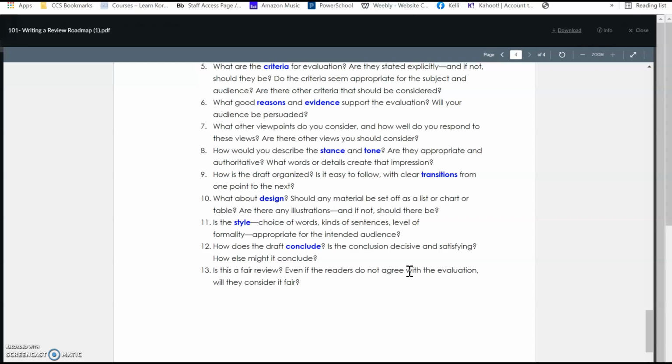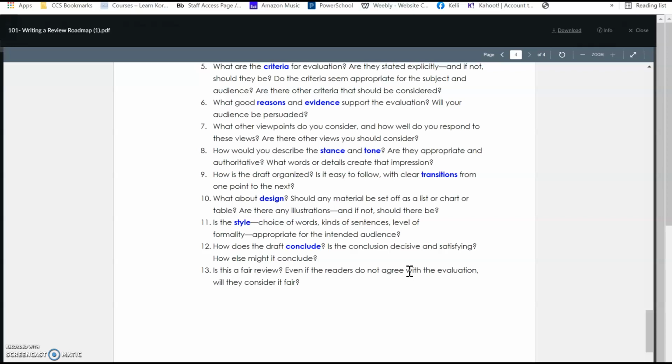And is this a fair review? Even if the readers do not agree with the evaluation, would they consider it fair? Think about that too. You see so many people, like if you ever look on Yelp at a restaurant, and one bad service doesn't necessarily mean that the restaurant is bad. However, consumers take into account these views. So one bad service and one bad review can really alter people's perception. So think about that. Is what you said fair?